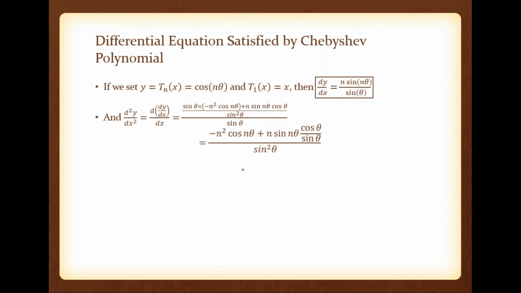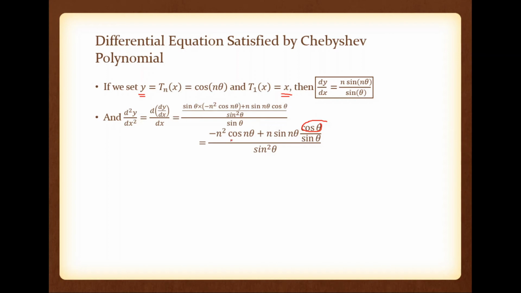And the interesting thing is, what is cos n theta? Cos n theta is actually y, am I correct? That is Tn of x. Cos n theta is Tn of x. Now my question is, what is this cos theta? Cos theta is T1 of x. That is x.